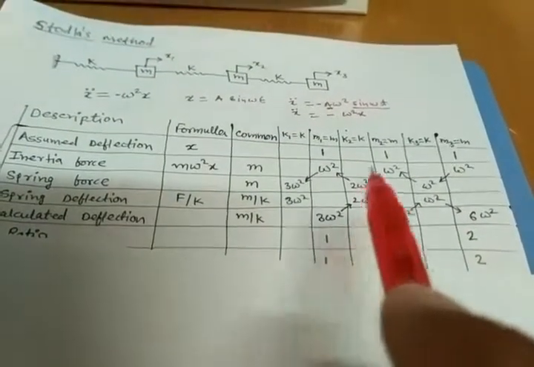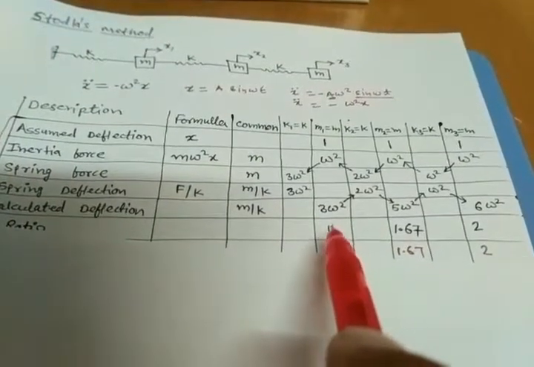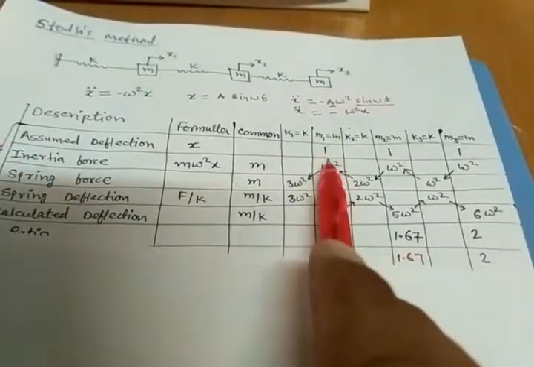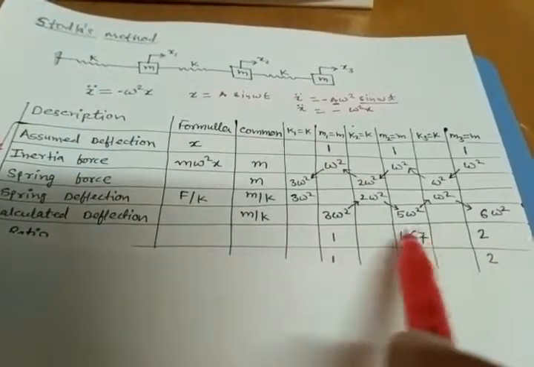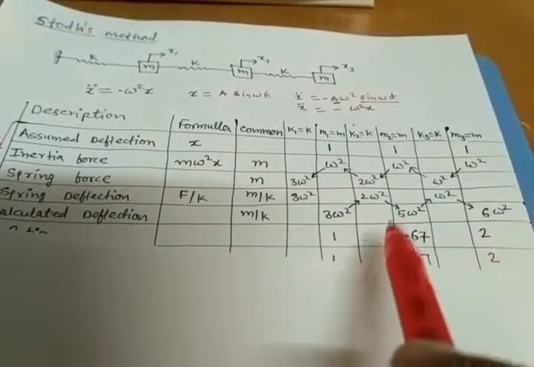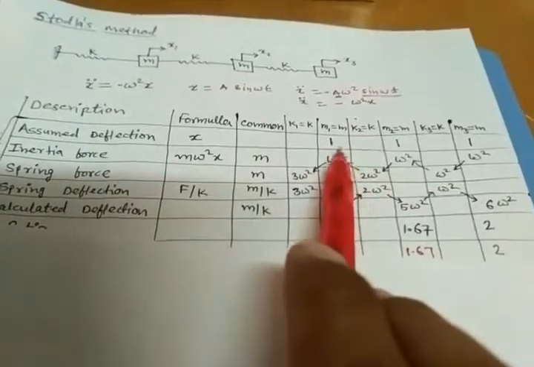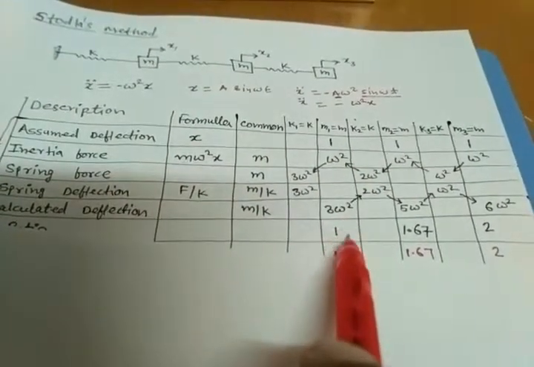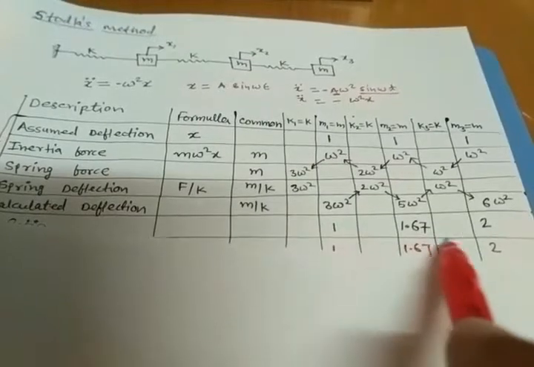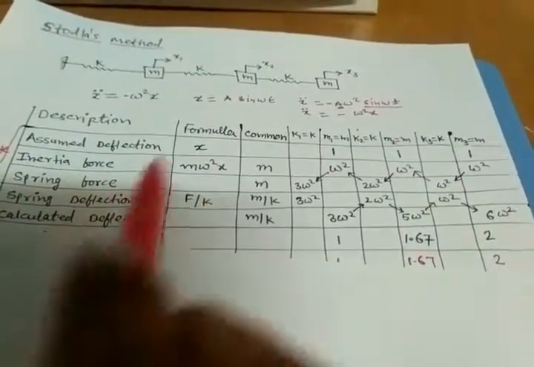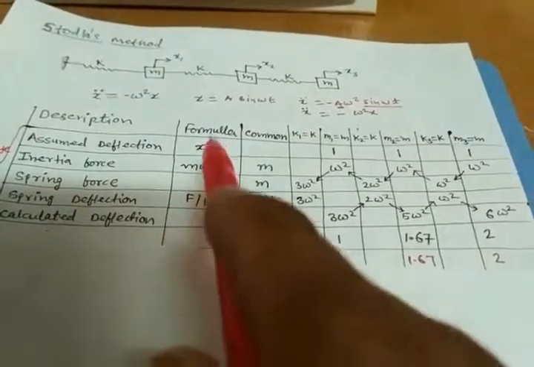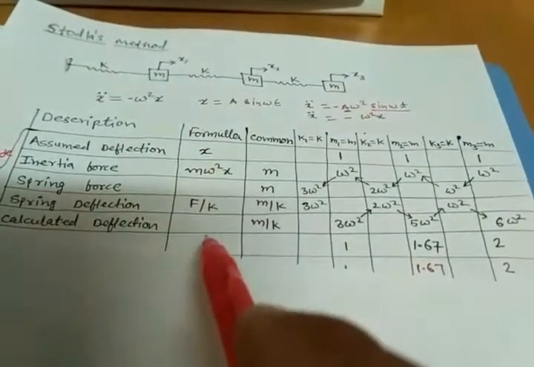But this is not the final answer. Our final answer will be the ratio when this assumed deflection is equal to this one. When the answer is equal to the assumed, then this will be the final answer. As we can see, our assumed is something different and the answer is something different. So we will assume this quantity again as our assumed deflection. Then we will calculate all these 5 rows. We will fill all these 5 rows again.